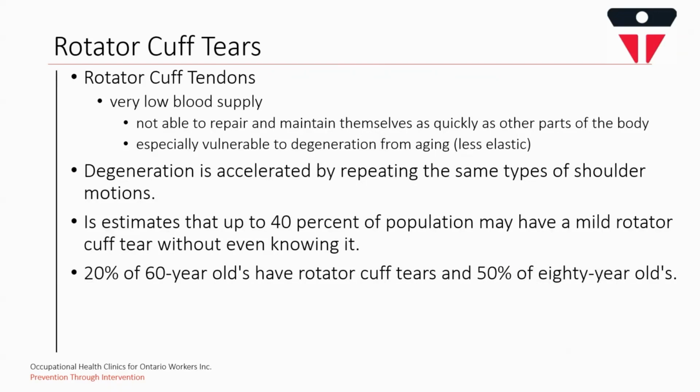Degeneration of the tissues is also accelerated by repeating the same types of shoulder motions. And it's estimated that up to 40% of the population may have a mild rotator cuff tear without even knowing it. Some stats have shown that 20% of 60-year-olds have a tear, and as much as 50% of those 80 years old or more have a tear.